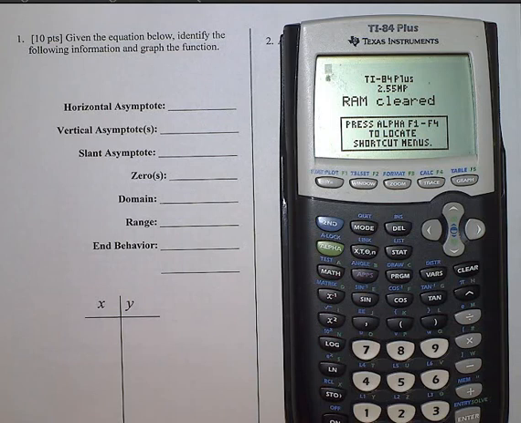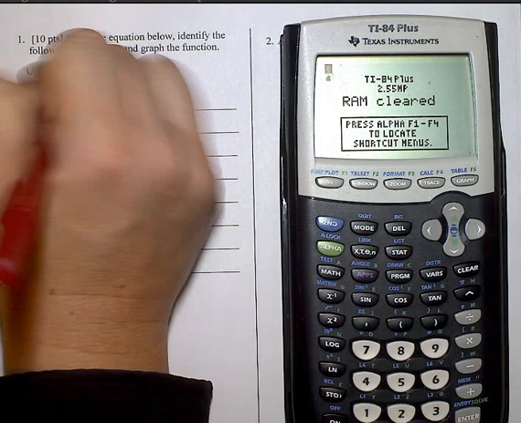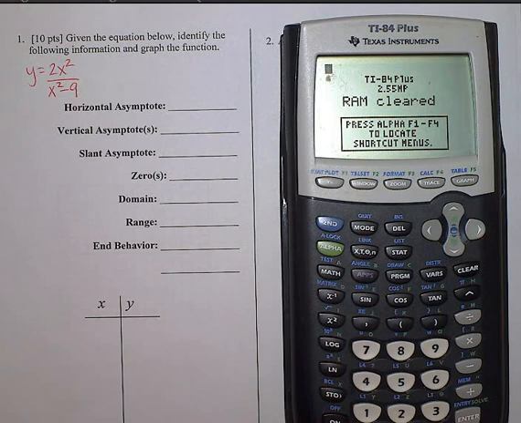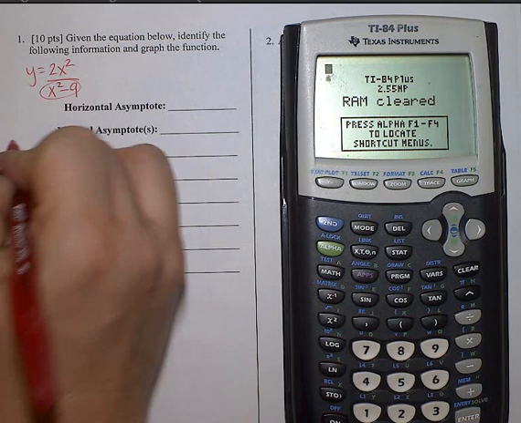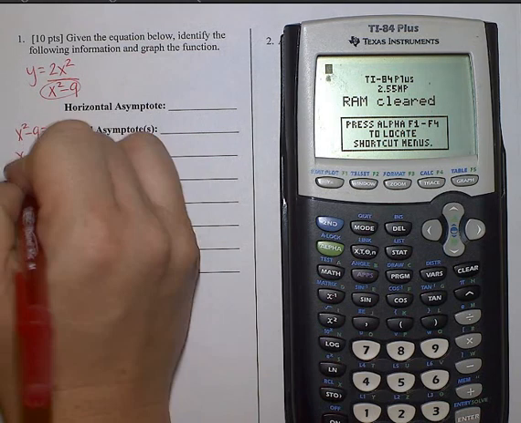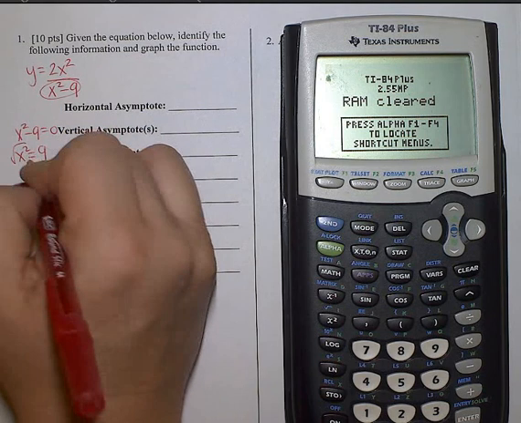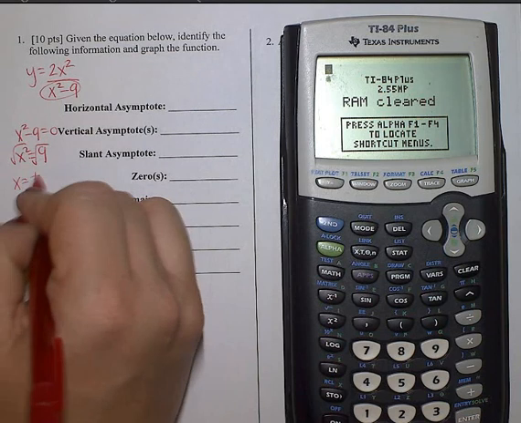Your first problem looks like this. It is y equals 2x squared over x squared minus 9. In order to get through everything today, I have to move very quickly. Okay, what is a vertical asymptote here? We take the bottom, we set it equal to 0, and we solve. X squared minus 9 equals 0. I add 9 to the opposite side. It becomes positive. I take the square root to eliminate the square. This also tells me I'm going to have two answers, in this case plus or minus 3.